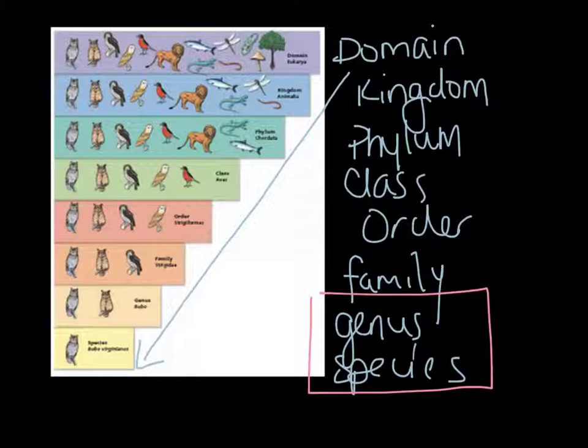Other things in the domain Eukarya, look at the picture up here: owls, lions, dolphins, lizards. Are we pretty closely related to lizards? Obviously not. So the point I'm making is that there's a lot in those domains, but as you get down and get more specific to things that are more similar to you, that's when you get down into identifying specific species and specific individuals.